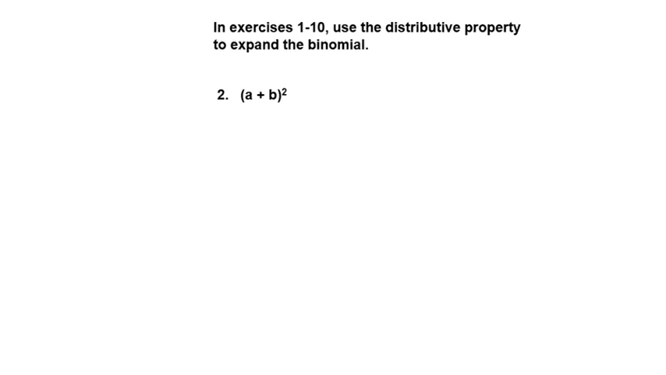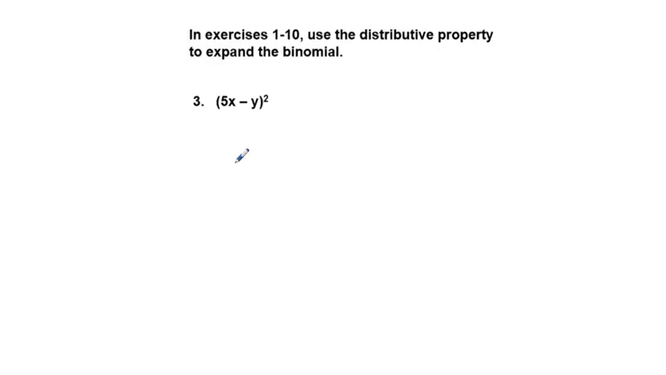And let's go to our next odd number problem, which is 3. We have quantity 5x minus y squared. Well, one thing we can do for this is we can rewrite this as 2 binomials side by side. So we have quantity 5x minus y times quantity 5x minus y. And then we can use what we call a FOIL method.